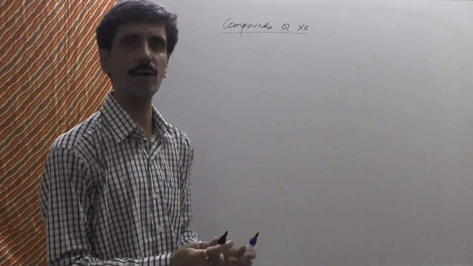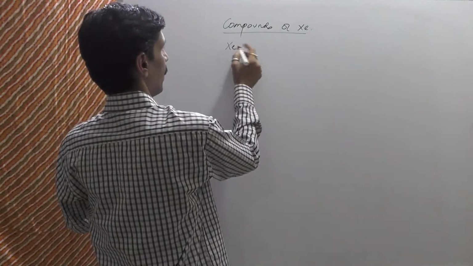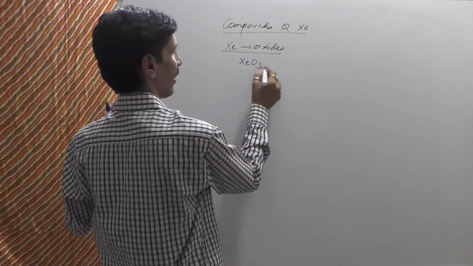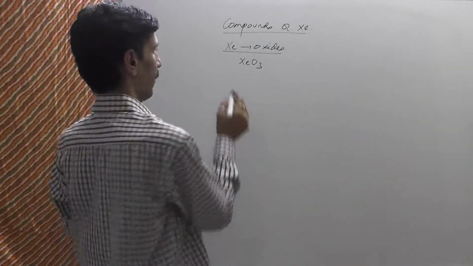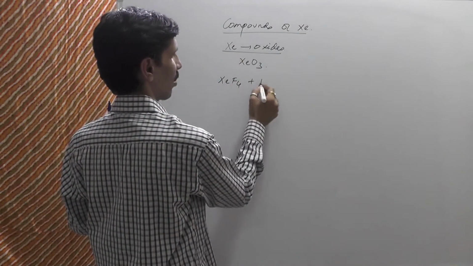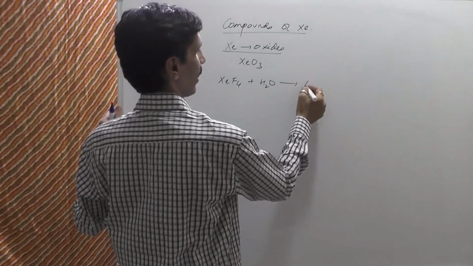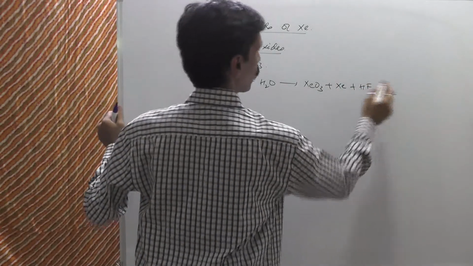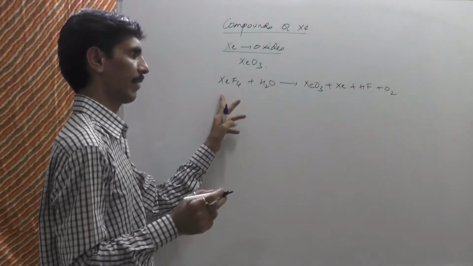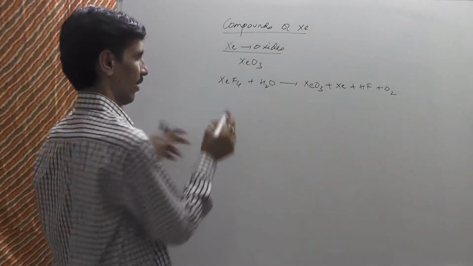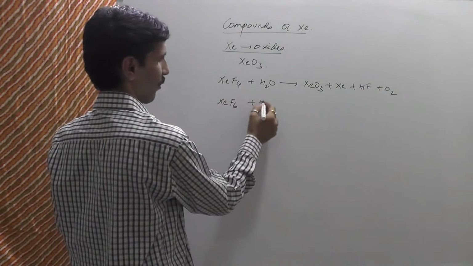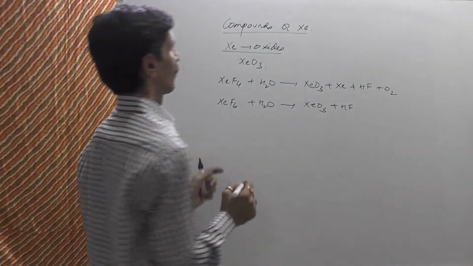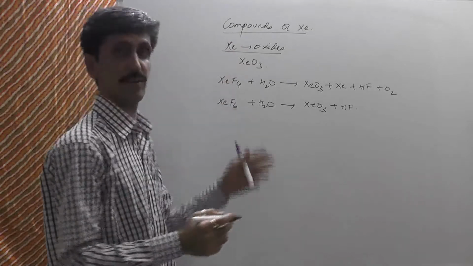After this, we are now going to talk about the oxides, xenon oxides. So in that we are going to talk about xenon trioxide, XeO3. There, if XeF4 undergoes hydrolysis, we are going to get XeO3 plus Xe plus HF plus O2. Okay, so hydrolysis of xenon tetrafluoride results in the formation of xenon trioxide. Similarly, if xenon hexafluoride undergoes hydrolysis, we are going to get XeO3 plus HF. Okay, this is about xenon trioxide.